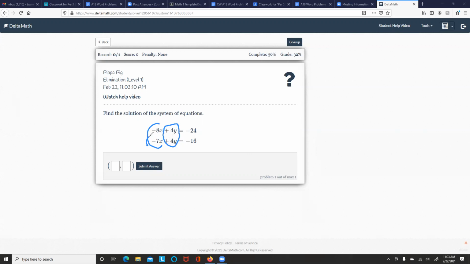So I want to multiply, let's say, the bottom one by -1, so that when I multiply the positive 4 by -1, it's going to give me a -4y, okay? Look what happens when I multiply the bottom equation by -1. I get 7x minus 4y equals positive 16, okay? Why did I multiply by -1? Because I want that 4y to become negative, because on top was a positive 4y and a negative 8x equals -24. It did not change the top equation at all.